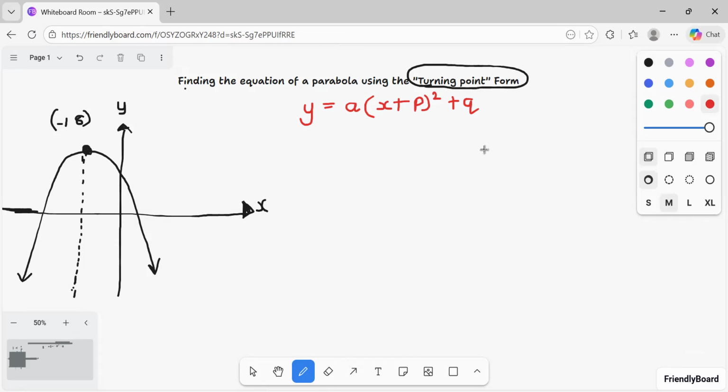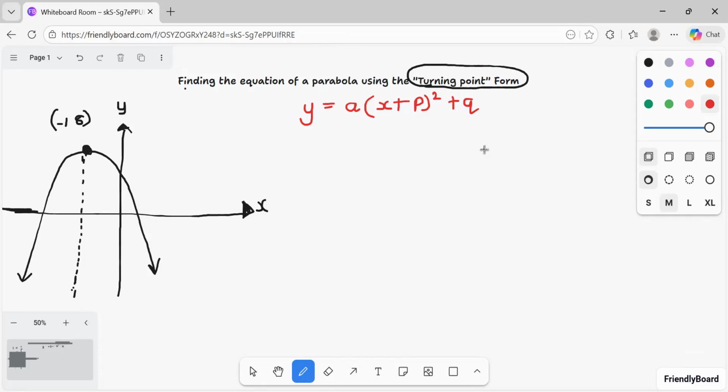All right, so it is possible to find the equation of the graph of a quadratic function if the turning point is given as well as one other point. I'm going to repeat that. It is possible to find the equation of the graph of a quadratic function if the turning point is given as well as one other point.